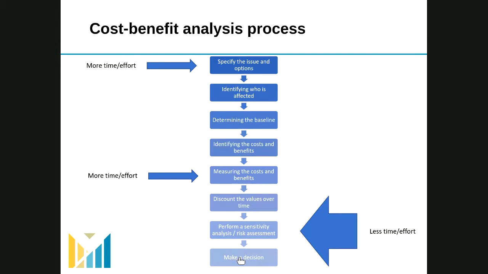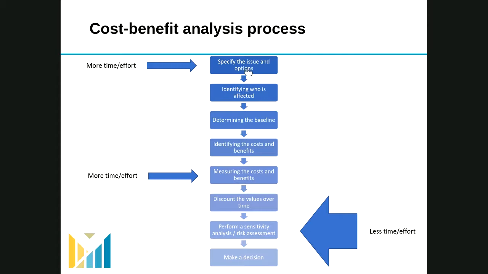Now, shown here it is a linear process, but honestly, it's quite possible that whenever we start to identify the costs and benefits of our different policy options or different regulations, we find out that they aren't very good, so we need to go back and respecify the issue or consider different options. So it's shown here as linear, but it's definitely possible to go back and forth between the different steps.